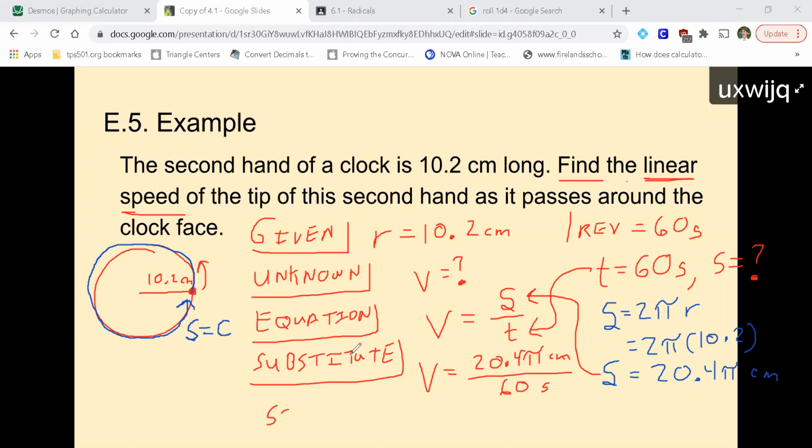And then usually there's a fifth step. For our problem, we don't really do it. But like for the earlier examples we did, once we substituted in, every once in a while you might need to solve for your variable. Our variable is already solved for. We already have V by itself. So really, this is our final answer. And now I'm going to go ahead and convert it to a decimal because that's more useful than what we have now. That would be 1.068 centimeters per second. And how I got that decimal is I just took 20.4 times pi and divided by 60.